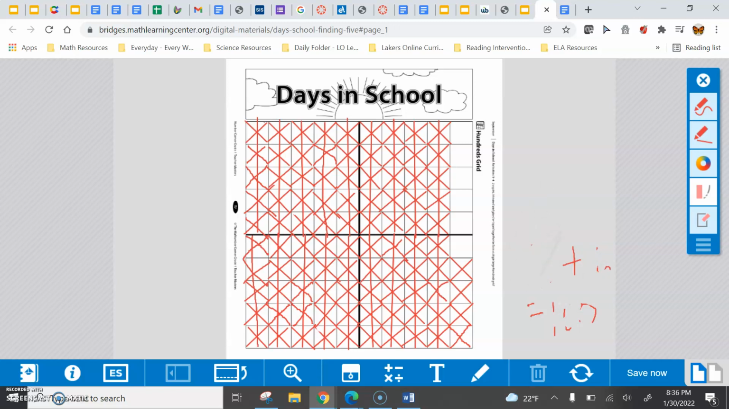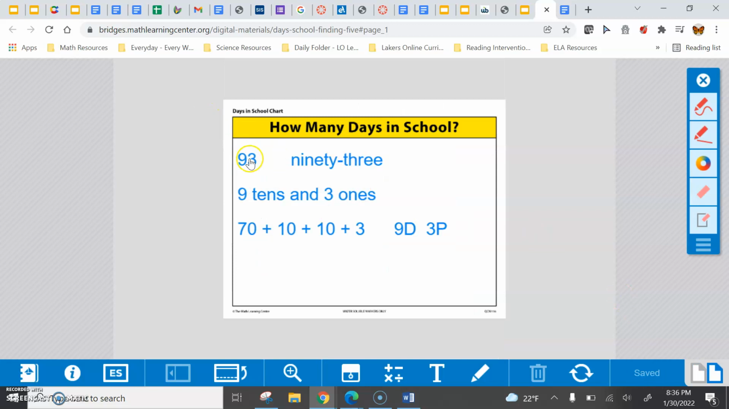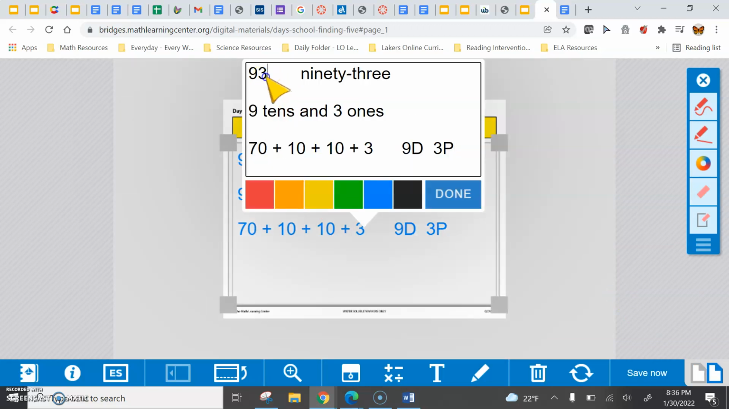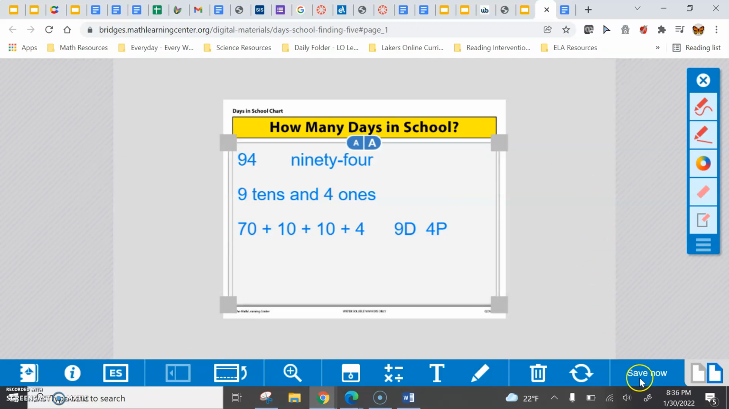So now we're going to change our information on the other page so that we may continue to keep showing what we are learning. We'll change it to 94 here. Four. We have 70, 80, 90, 4, and then we will add it, make it 4 pennies. Good job, All Stars.